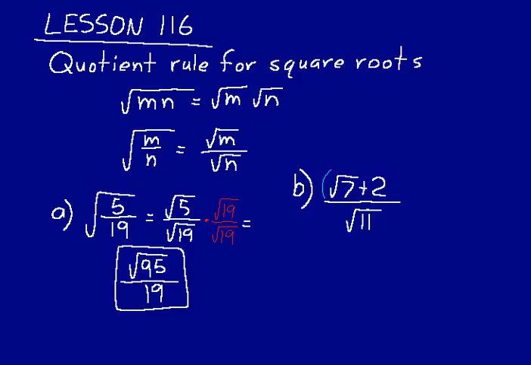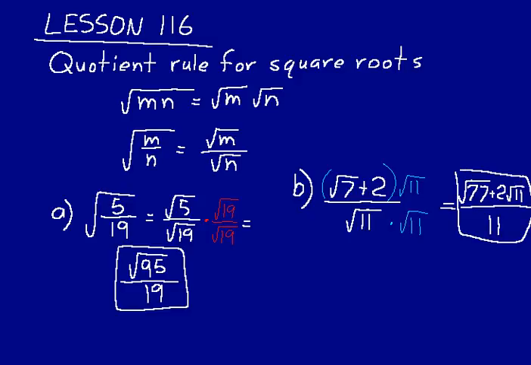First though, put that sum in parentheses. Always you need to do that anytime you're going to be doing some multiplication. And that reminds you that you'll be expanding the numerator. Now the denominator just becomes an 11. And so we can just say over 11. And then the numerator, we do square root of 11 times square root of 7, would just be the square root of 77. And then plus 2 times the square root of 11. And so that is our simplified form for that expression.